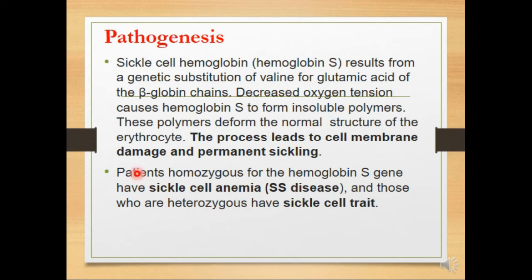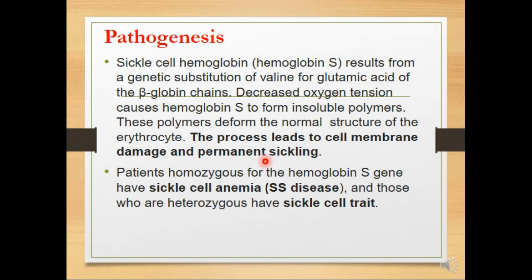Pathogenesis: sickle cell hemoglobin, which is hemoglobin S, results from substitution of valine for glutamic acid in the beta globin chain. This leads to decreased oxygen tension and causes hemoglobin S to form insoluble polymers. These polymers deform the normal structure of the erythrocyte, leading to cell membrane damage and permanent sickling.